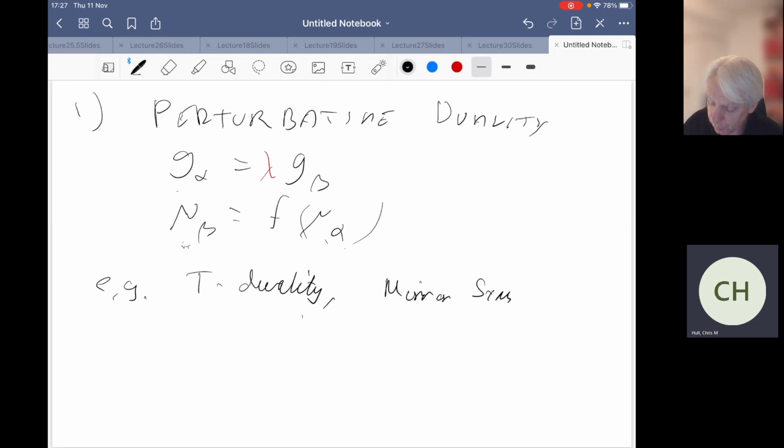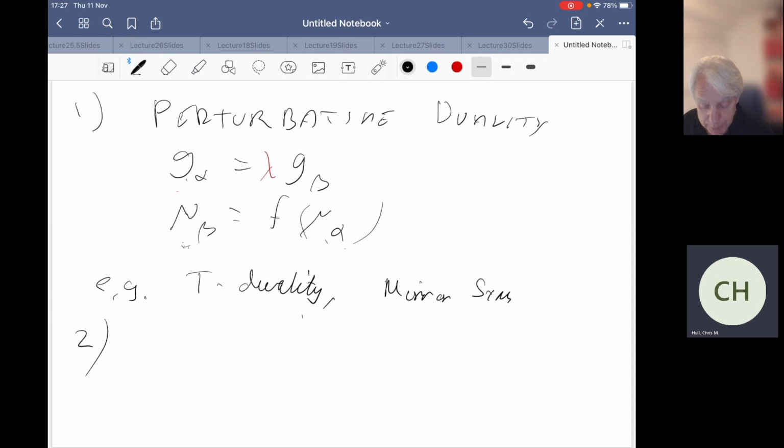But the key point is, because we're relating a perturbative theory to a perturbative theory, we can check this entirely within string perturbation theory, and we can prove this within string perturbation theory. And so this is an area where we can establish with some degree of rigor that there is such a duality.